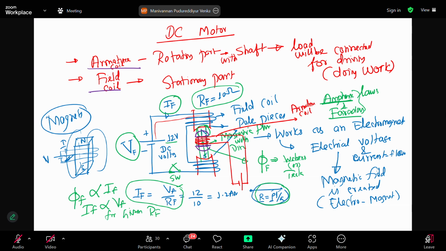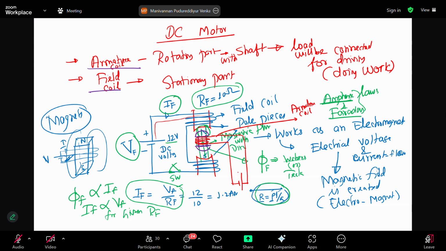It is wound. Please note that what is shown in violet color is made of iron material, correct? It is called the iron core, and over it I have wound the coil. The armature coil is wound over the armature core. The core is made of ferrous magnetic material.